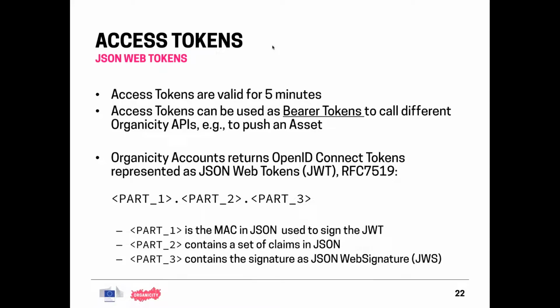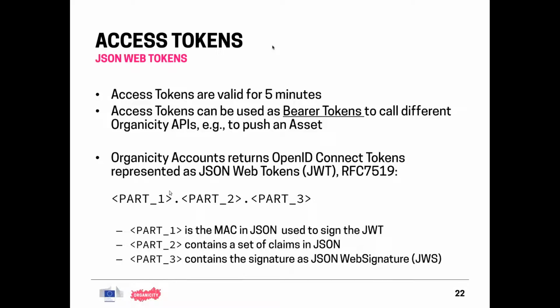I want to tell you a bit more about the access tokens, so you have an idea of what's behind them. As said before, the access tokens are valid for just 5 minutes. All access tokens can be used as bearer tokens to call different Organicity APIs. For example, to push an asset, as I showed at the beginning of my presentation. Actually, the tokens from Organicity accounts are not just some random tokens. They are actually OpenID Connect tokens, which are represented as JSON Web Tokens.